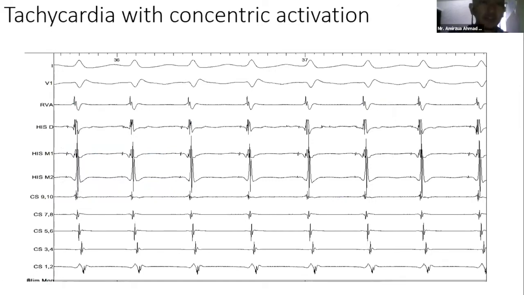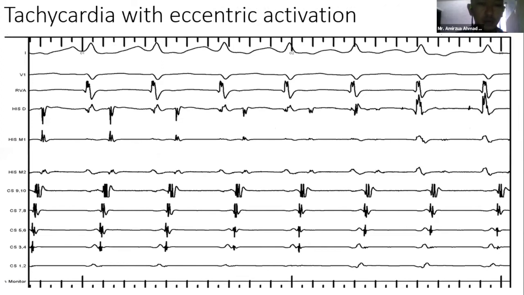Okay. On this tachycardia, what we see is a positive HV and concentric activation. So with this tachycardia, we can already exclude VT. We already exclude a left-sided pathway. It can be AT or AVNRT. But compared to this activation, there is still VA 1-to-1 connection, but we see the 1-2 is early compared to 19. So this one is an eccentric activation of tachycardia. With this kind of tachycardia, we exclude the right-sided pathway and AVNRT.